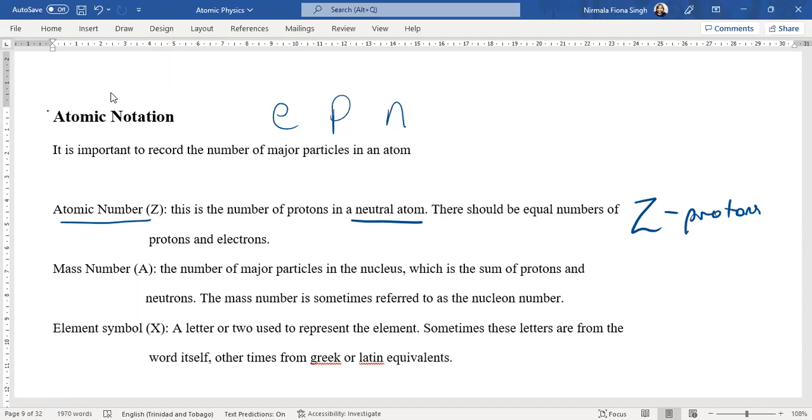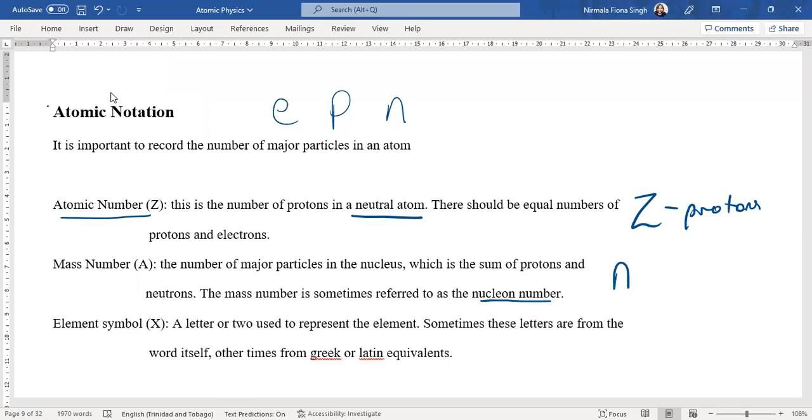Mass number, which is given by a capital A, is the number of major particles in your nucleus, which is the sum of protons and neutrons. This is otherwise referred to as the nuclear number. So A is equal to your protons plus your neutrons. And then we have our element symbol X. This is a letter or two used to represent the element.